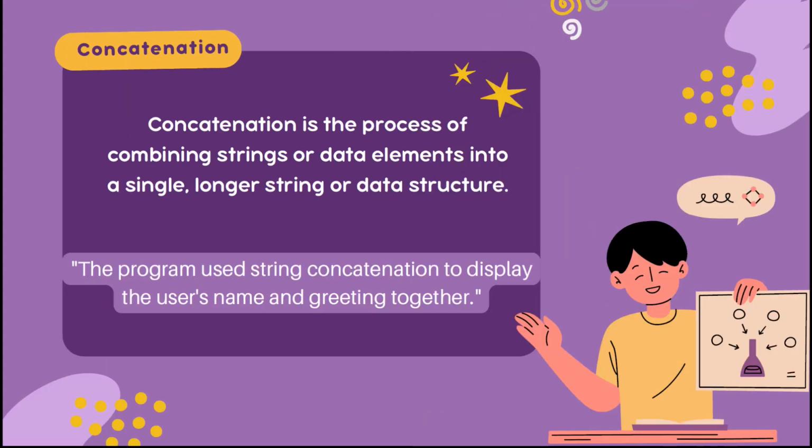Concatenation. Concatenation is the process of combining strings or data elements into a single, longer string or data structure. Example: the program used string concatenation to display the user's name and greeting together.